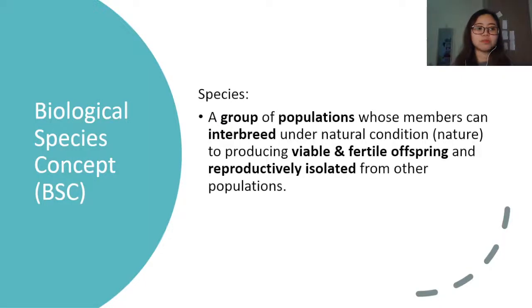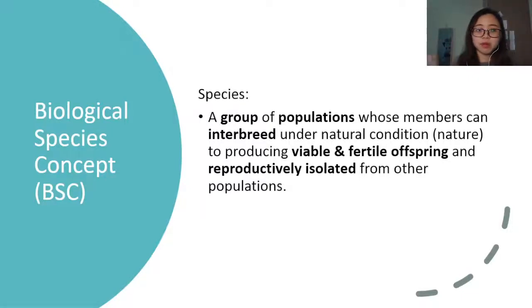And according to the biological species concept, a species is a group of populations whose members can interbreed under natural conditions to produce viable and fertile offspring and are reproductively isolated from other populations.